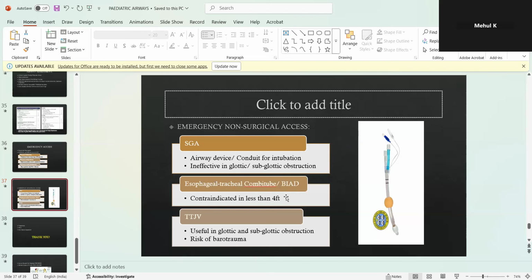It is contraindicated in the pediatric population and very small kids, anyways. And what else you can use is a transtracheal jet ventilator, but it always carries a risk of barotrauma, and it is not adequate ventilation, anyways.